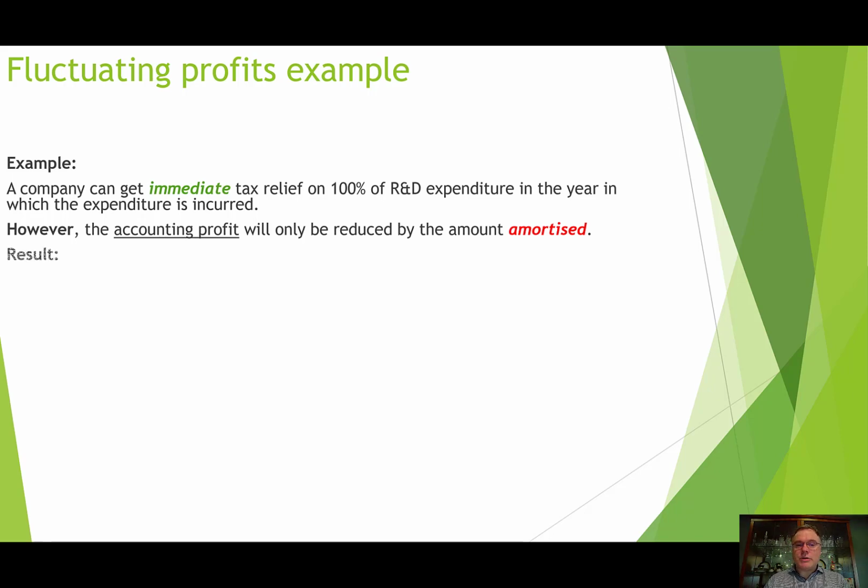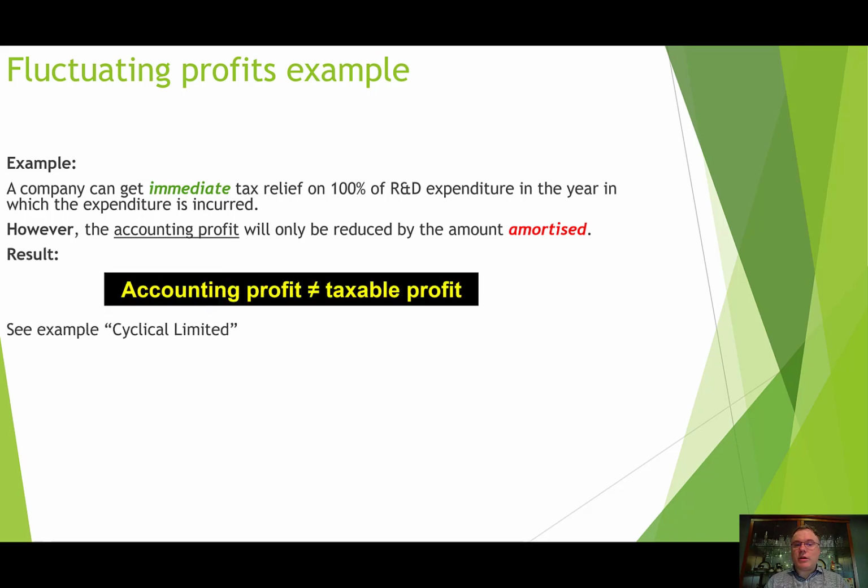So in order to look at this, we'll have a look at an example of this in the question called Cyclical Limited. Now you need to have the package of deferred tax questions open. The first question in that package is the one under review, and you should also consider downloading the solution to the question from My Docs.